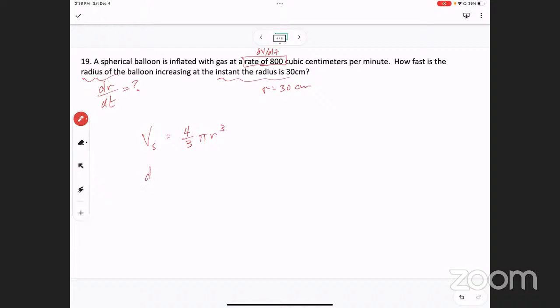So we take the derivative of both sides. So dv dt equals 4 pi r squared dr dt. This is what I was looking for and why I was confused by that other one. But how do you get 4 pi r squared? I took the derivative here. So I multiply the 3 down and reduce the exponent by 1, and the 3 cancels. You multiply by 3, I had 3 over 3. Okay, so the 3's canceled.